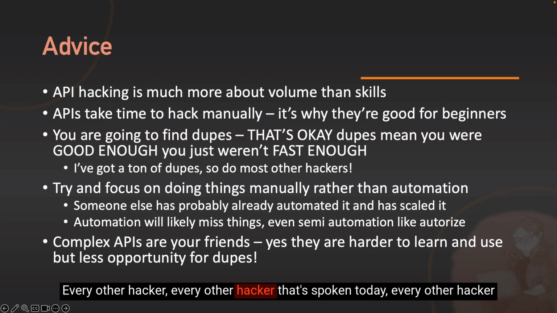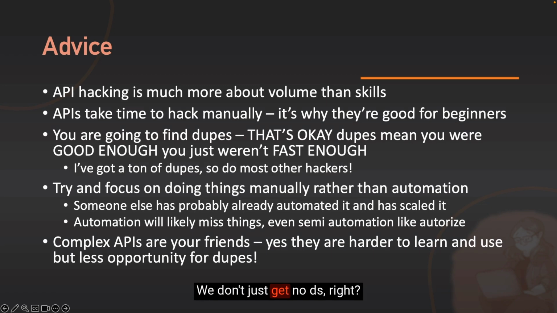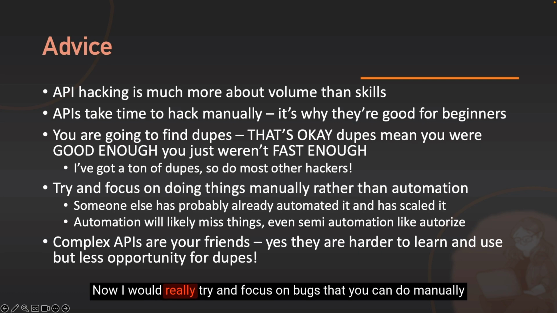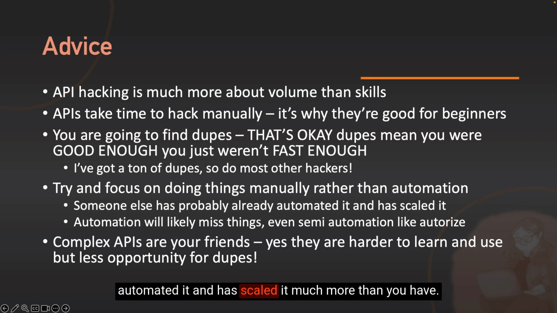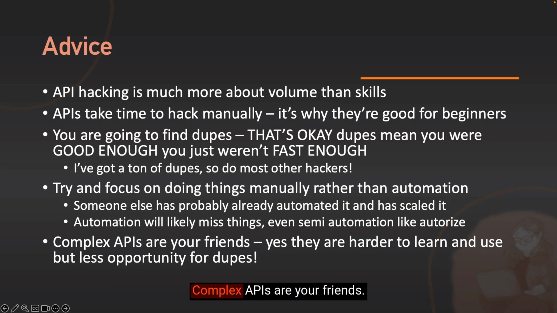Every other hacker that's spoken today, every other hacker that's making top money on Bugcrowd or HackerOne, has got duplicates. We don't just get no dupes, right? It's very normal to get duplicates. Now, I would really try and focus on bugs that you can find manually rather than through automation, because when you have a very automation-focused approach, somebody else has probably already automated it and has scaled it much more than you have. Complex APIs are your friends.